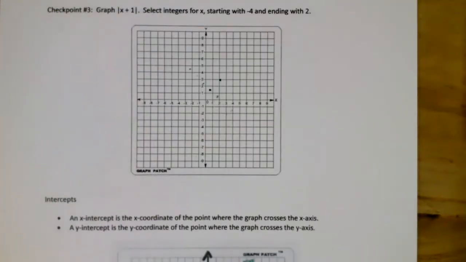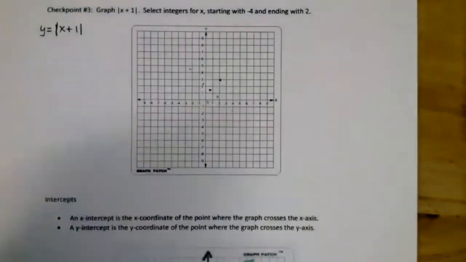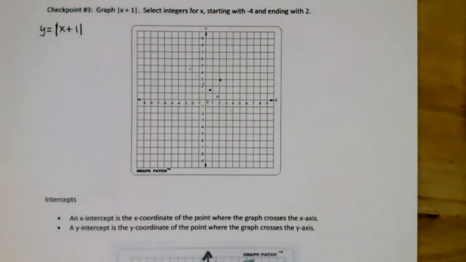Okay. Now here's another example. This time we got y is equal to the absolute value of x plus 1. You're going to select integers for x starting with -4, ending with 2.